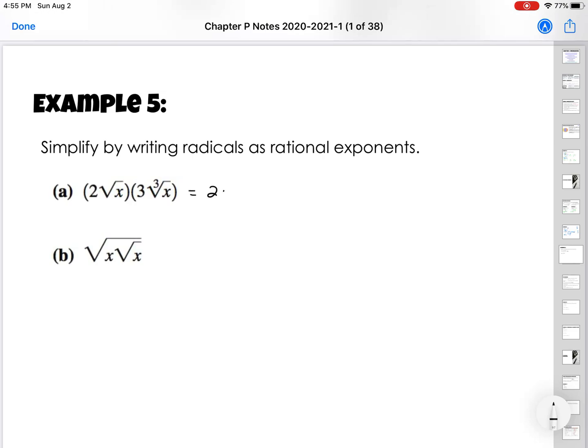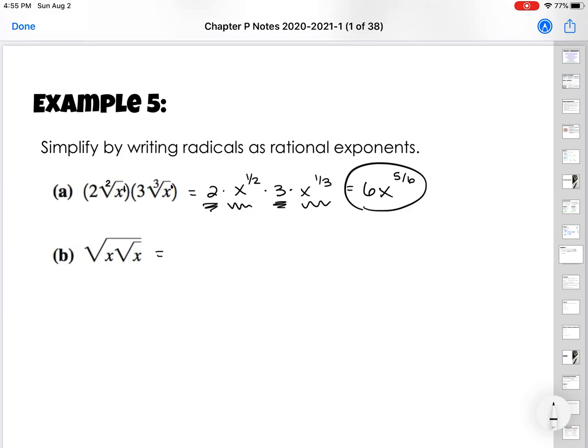So we have 2 times the square root of x, which is like x to the 1/2, right? It was technically to the first power, and there's a little hidden 2 out here, so 1/2, times 3 times, again, this x is technically to a 1, so that's the 1/3. Now I can multiply 2 times 3 and get 6, and then I'll add these exponents together, so 1/2 plus 1/3 is going to be 5/6.